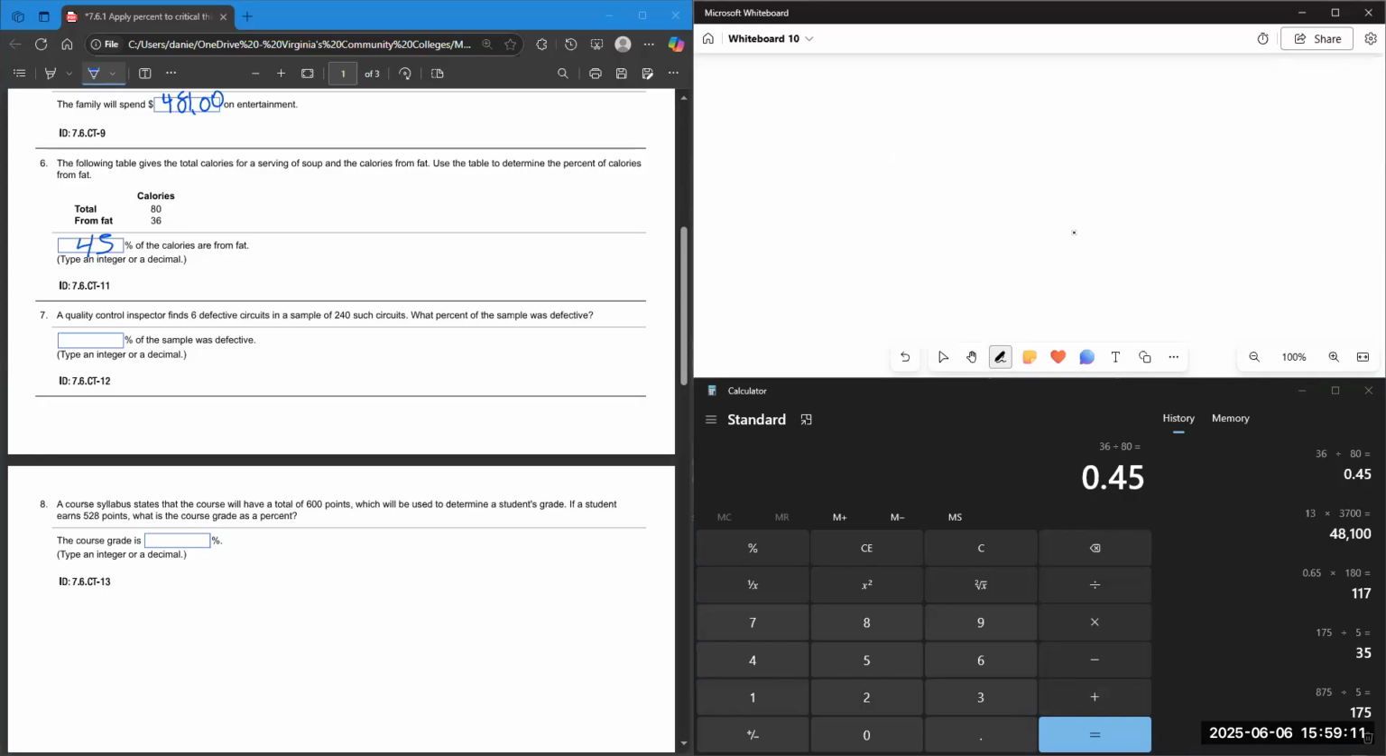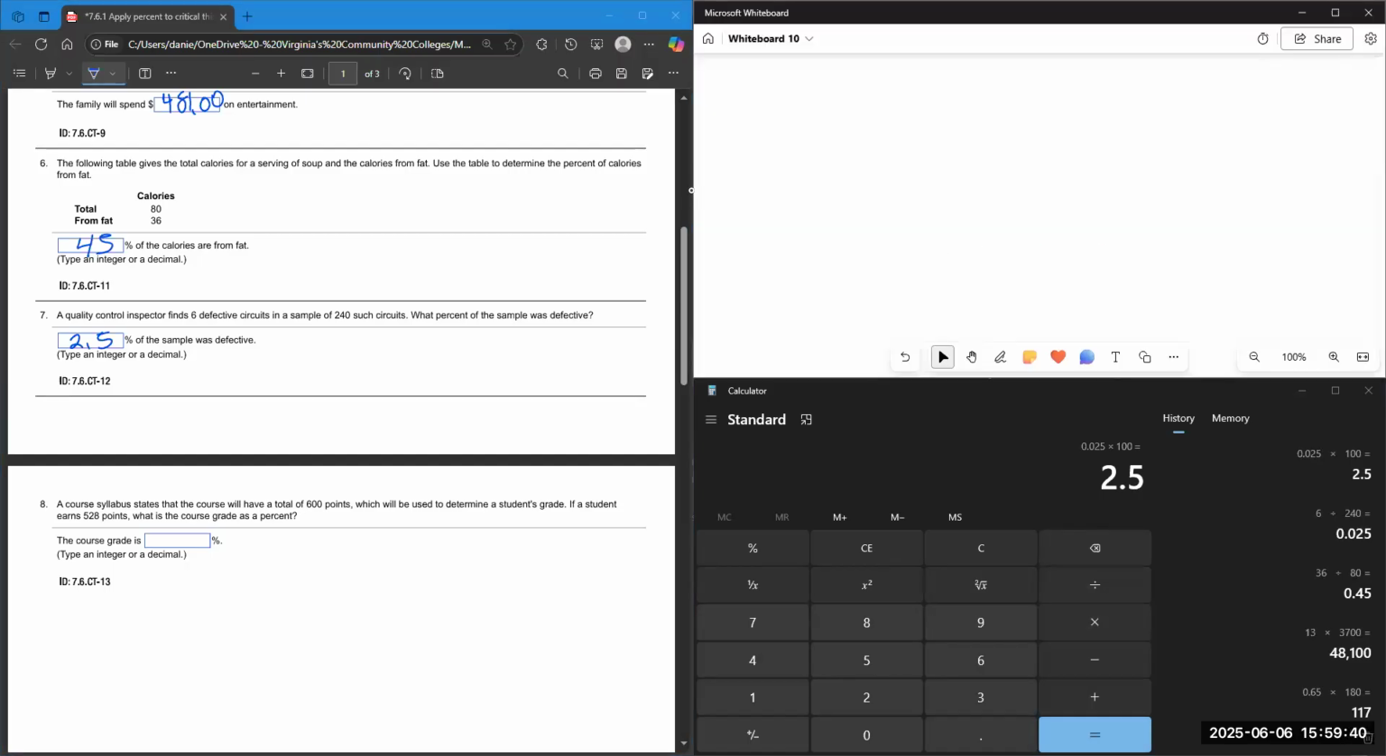Quality control inspection finds 6 defective circuits out of a total of 240 circuits. What percent is defective? So 6 divided by 240 times 100%, that's 2.5%.